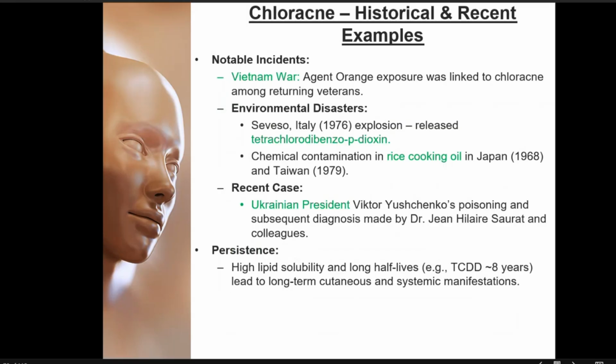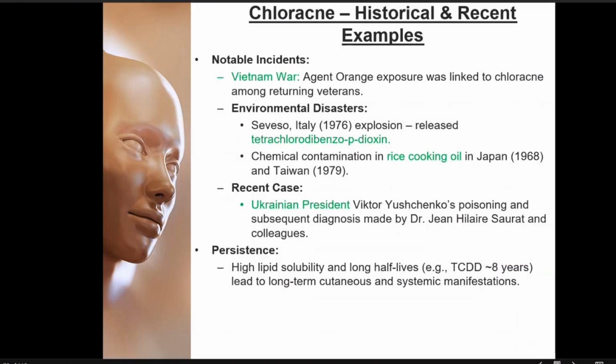Some historical examples are also present for chloracne. During the Vietnam War, Agent Orange exposure was linked to chloracne among returning veterans. An environmental disaster like the Seveso explosion in Italy released tetrachlorodibenzodioxin, which is also responsible for chloracne. Chemical contamination of rice bran oil in Japan in 1968 and Taiwan in 1979 was also responsible for chloracne in humans.